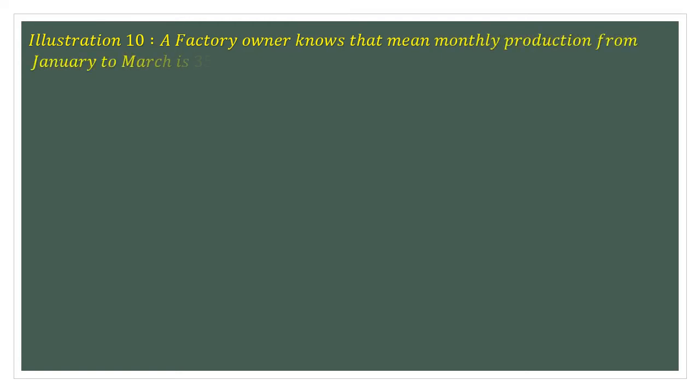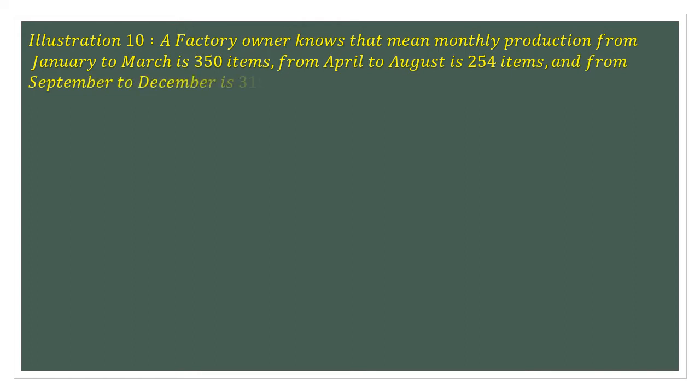Let us start with illustration 10. A factory owner knows that the mean monthly production from January to March is 350 items. Then the same from April to August is 254 items, and then from September to December it is 315 items. We have to find the mean of the monthly production throughout the whole year.